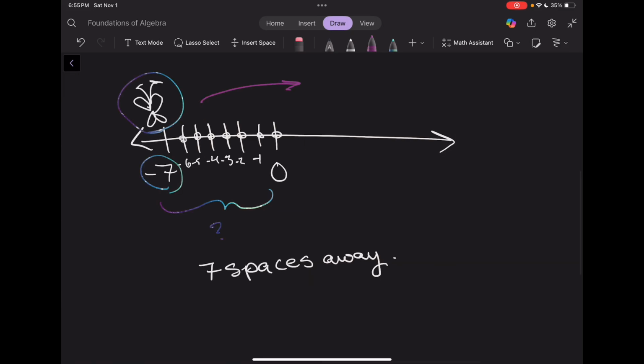The math that we just did here is the same thing as solving this. So here we have absolute value bars, but this time we have a -7 inside of the absolute value bars. So when I look at the distance, I'm 7 spaces away from 0, so my answer is 7 here.